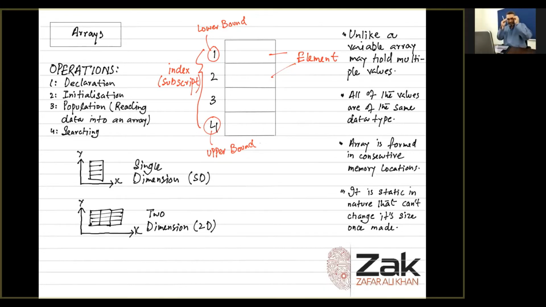Then there are two types of arrays. Single dimension array means an array where there is just one column, and then two-dimension arrays where we have more than one column, means it's not just extending in the y direction but it is extending in the x direction as well. Means when there is just one column, it is a single dimension array, and when there are multiple columns, more than one, it is a two-dimensional array.